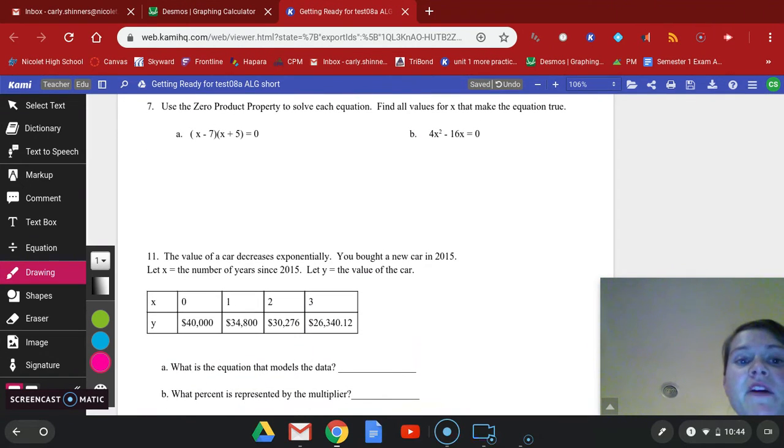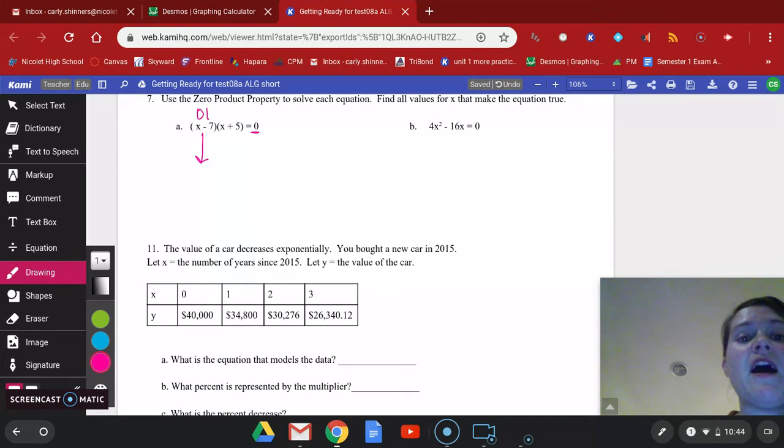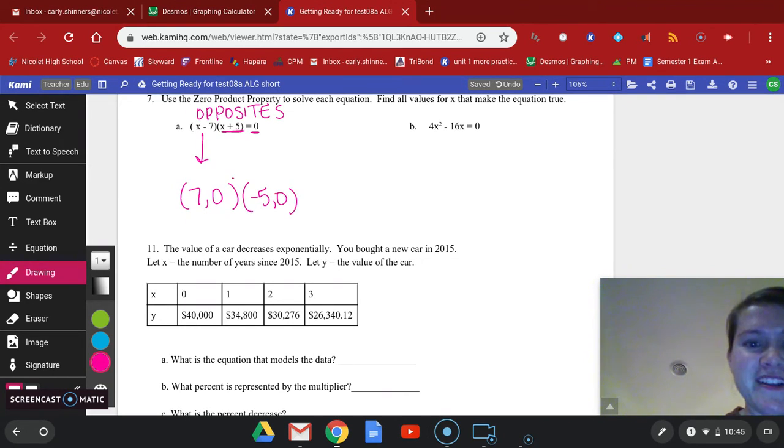Okay. Number 7 wants us to use the zero product property to solve each equation. So find all x values that get us to 0. So if you've been watching my videos, you know that I tell you once you have something factored, then to get to the x-intercepts, it's just the opposites. What's the opposite of a -7? A +7. What's the opposite of +5? -5. So those are your two x-intercepts.